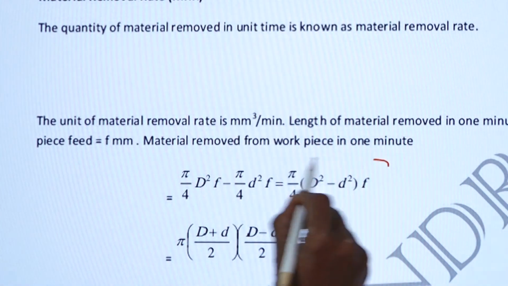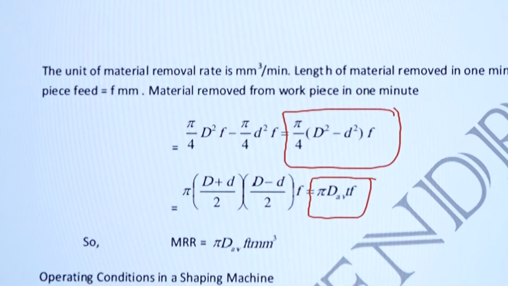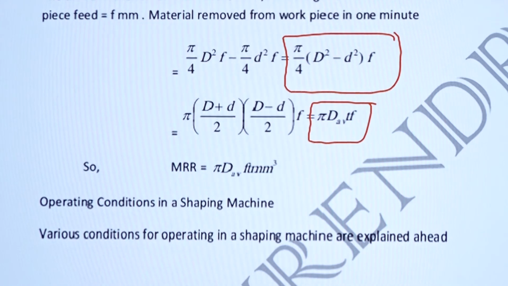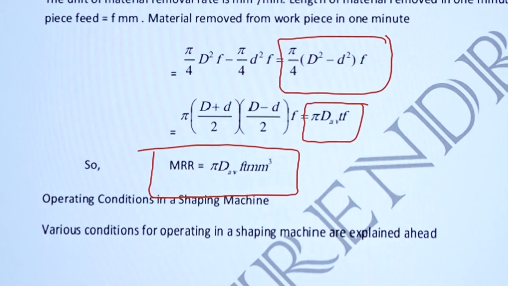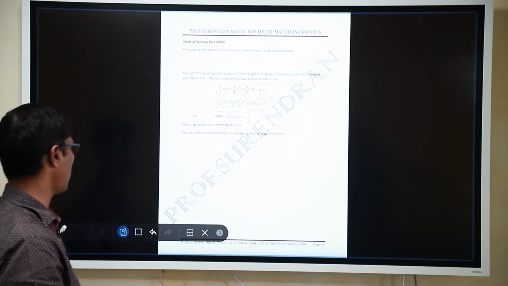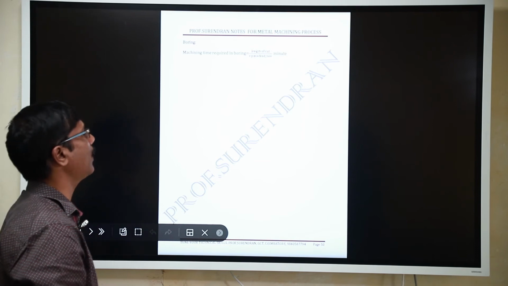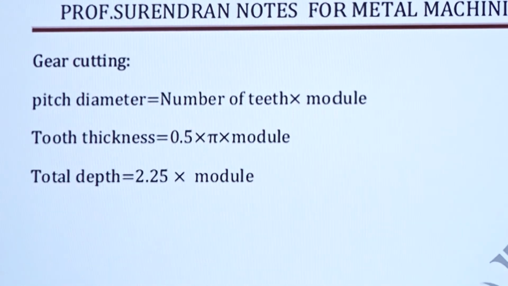It is π/4 (D² − d²) into feed, or π d_avg into T into F. So this is the formula for MRR. The material removal rate can be calculated by using this formula. Measuring time required in boring is L by N into feed per revolution. So it is the same formula.